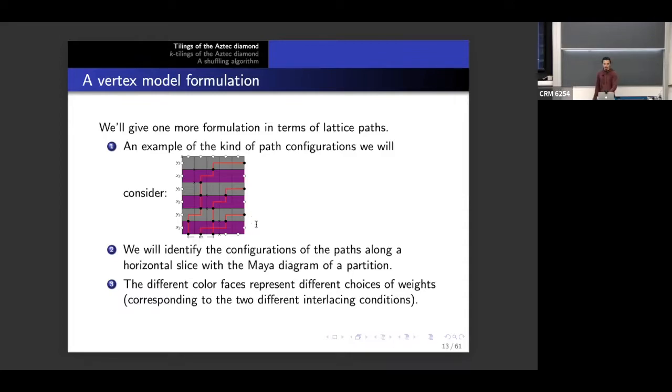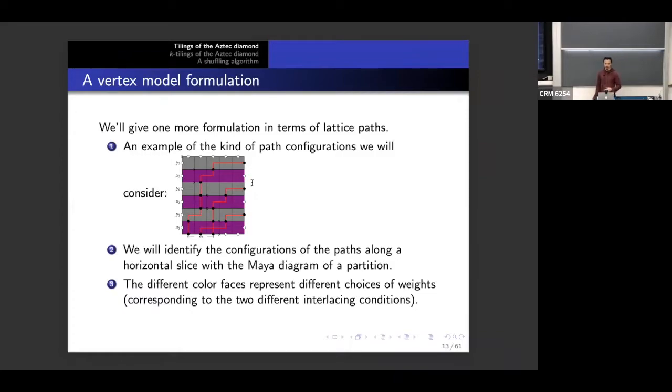And the way we'll identify this with the tiling is we'll look at the horizontal slices between rows, and we'll look at where the paths cross these horizontal slices. And we're going to identify that again with a Maya diagram of a partition. And so we'll have a sequence of partitions, and it'll be the same sequence of partitions we saw in our tiling. And the nice thing here will be that these vertex models we're using are Yang-Baxter integrable. So they satisfy the Yang-Baxter equation, so we'll be able to swap the rows using the Yang-Baxter equation to make things easier to compute.